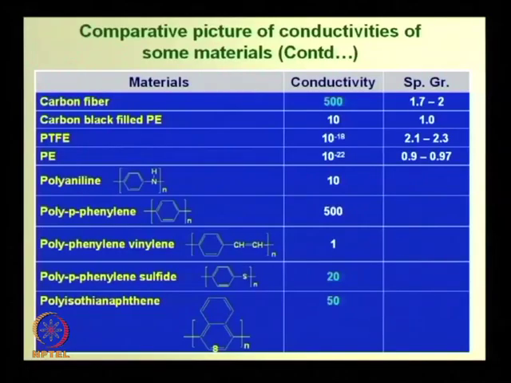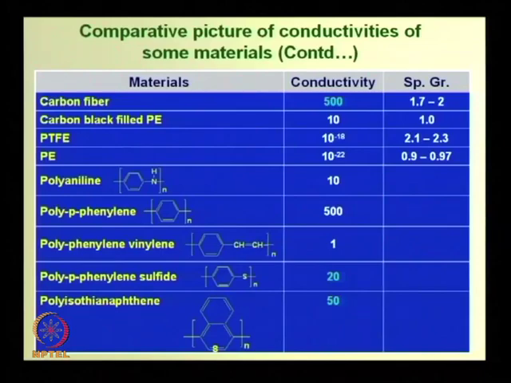Look at polytetrafluoroethylene, it is a perfect insulator, you can say. Conductivity is almost in the insulator range, 10 to the power minus 18 order. Polyethylene 10 to the power minus 22. Polyaniline has come up to 10. Okay. Polyaniline is a very good conducting polymer, but polyacetylene is the best one till now known. You can increase the conductivity of polyaniline further from 10 Siemens per centimeter towards that of polyacetylene by using suitable dopant.